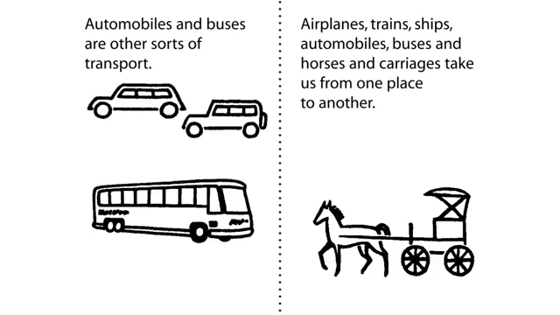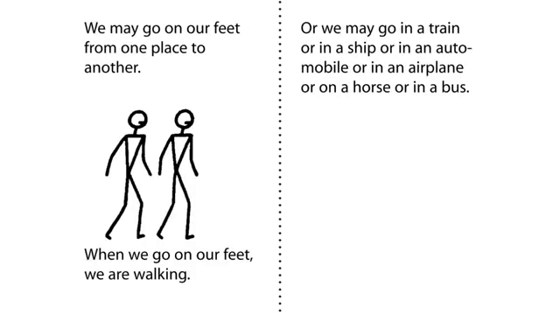Automobiles and buses are other sorts of transport. Airplanes, trains, ships, automobiles, buses, and horses and carriages take us from one place to another. We may go on our feet from one place to another. When we go on our feet, we are walking. Or we may go in a train, or in a ship, or in an automobile, or in an airplane, or on a horse, or in a bus.